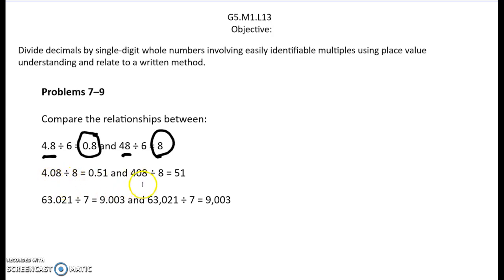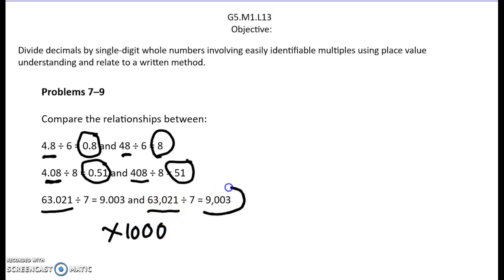Following that pattern, in this example, we have 408 divided by 8, 4 and 8/10 divided by 8. 408 is 100 times greater than 4 and 8/10, and 51 is 100 times greater than 51 hundredths. And finally, we have 63,021 and 63 and 21 thousandths. 63,021 is 1,000 times greater, and 9,003 is 1,000 times greater than 9 and 3 thousandths.